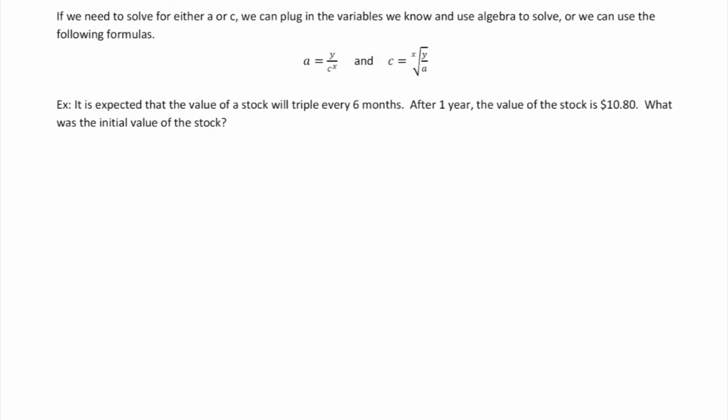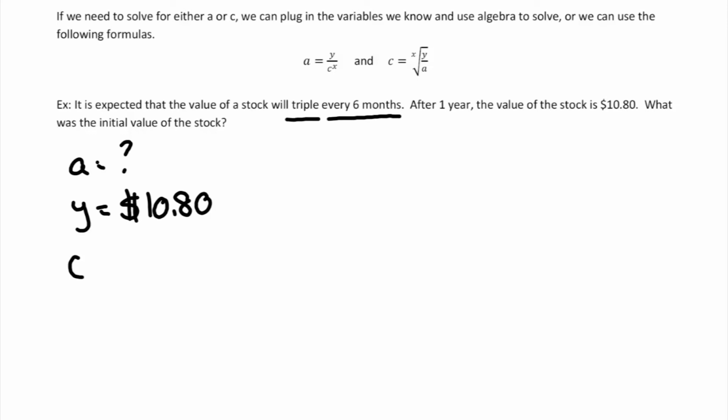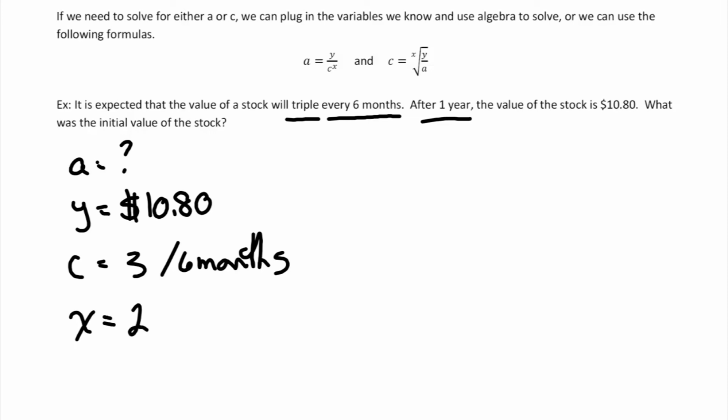Since we're being asked for the initial value, I know that I'm going to be looking for A. That's the unknown. The final value of the stock, Y, is equal to $10.80. We're told that the stock triples every 6 months. So C is equal to 3 every 6 months. So now I need to find X. It tells me we're looking at a period of 1 year, but our rate of change is in 6-month periods or half years, so I actually have 2 6-month periods.